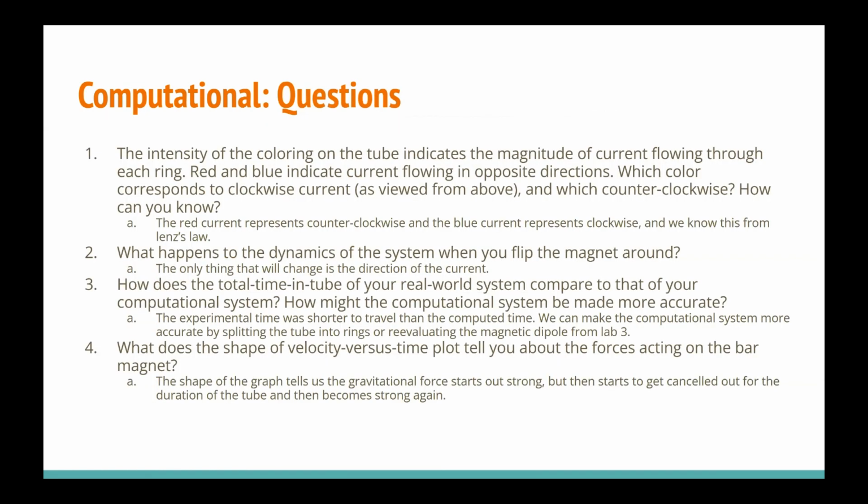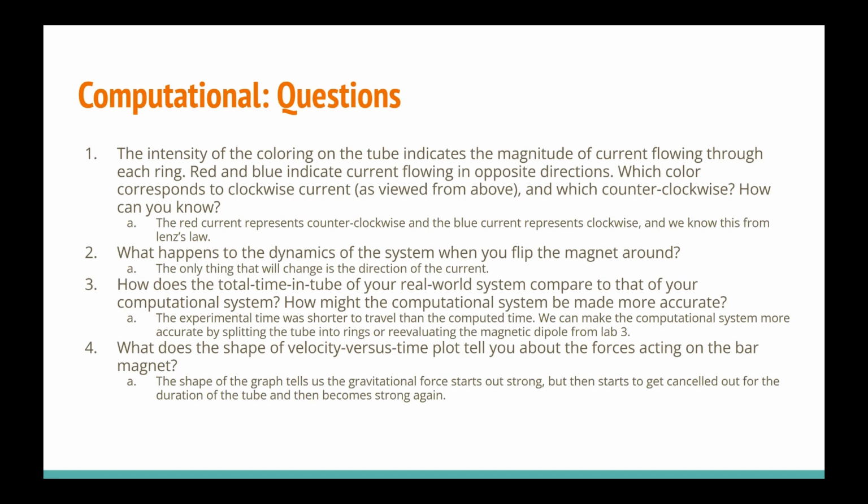Some computational questions: the intensity of the coloring of the tube indicates the magnitude of current flowing through each ring. Red and blue indicate currents flowing in opposite directions. Which color corresponds to clockwise and which to counterclockwise, and how can you know? The red represents counterclockwise, and the blue represents clockwise. We know this from Lenz's law. What happens to the dynamics of the system when you flip the magnet around? The only thing that would change is the direction of the current.